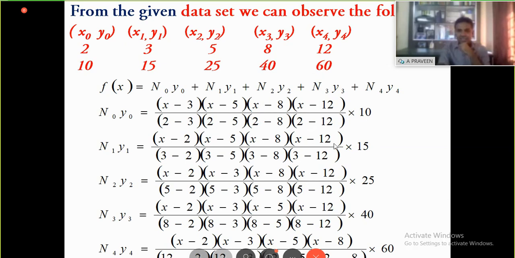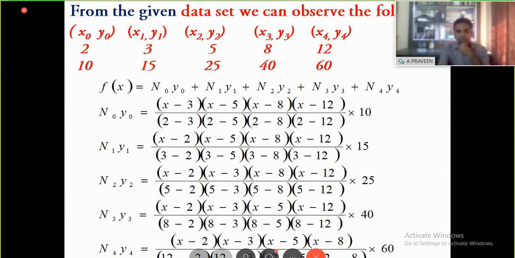So this entire expression is a polynomial set. When each of these terms, n0 y0, n1 y1, n2 y2, n3 y3, n4 y4, get added up, you get a polynomial of degree 4, a general polynomial which represents this entire data. We are getting a general polynomial which will represent all the 5 pairs of data that we have. This is what is given by Lagrange Interpolation.